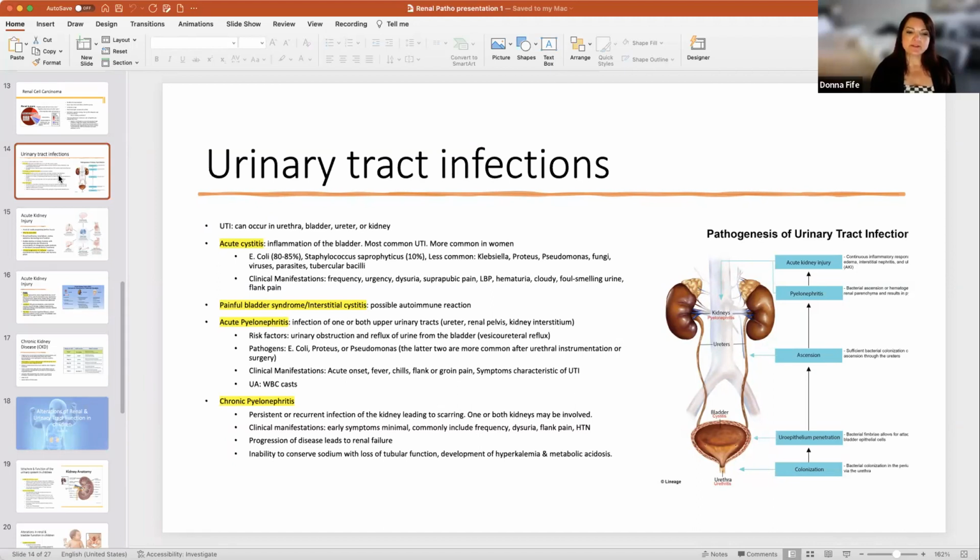Chronic pyelonephritis: this is a persistent or recurrent infection of the kidney leading to scarring. One or both kidneys may be involved. Clinical manifestations: early symptoms are minimal, commonly including frequency, dysuria, flank pain, and hypertension. Progression of disease leads to renal failure. There's inability to conserve sodium with loss of tubular function, and the patient may develop hyperkalemia and metabolic acidosis.